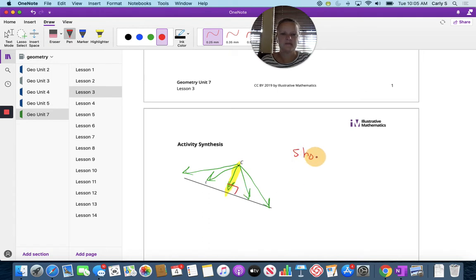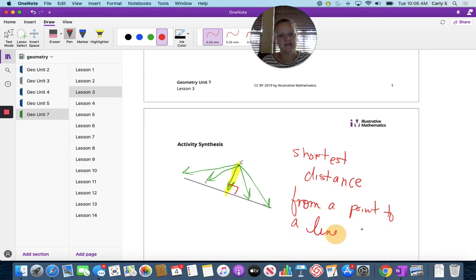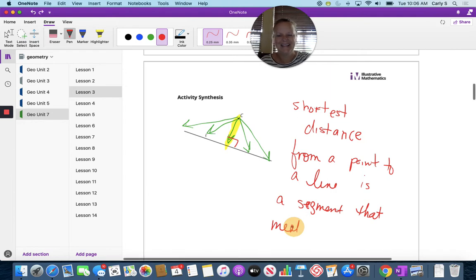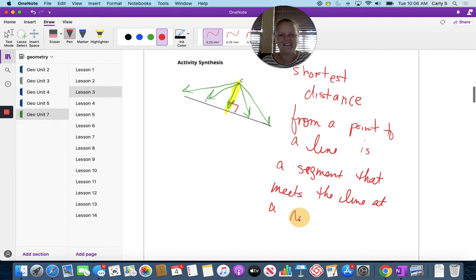Okay, so the shortest distance from a point to a line is a segment that meets the line at a right angle. Okay?